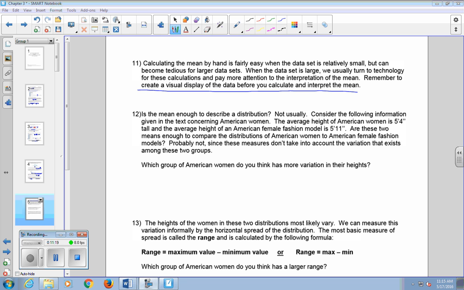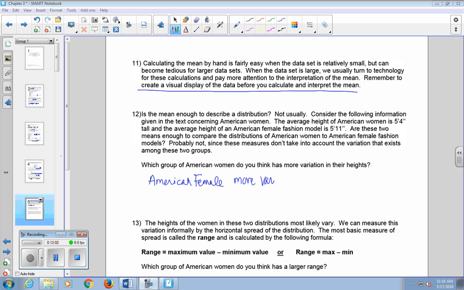Consider the following information given in the text concerning American women. The average height of American women is 5'4", and the average height of the American fashion model is 5'11". Are these two means enough to compare the distributions of American women to American female fashion models? Probably not, since we don't take into account variation that exists in these two groups. Which group do you think would have more variation? So likely the average American female group would have more variation.